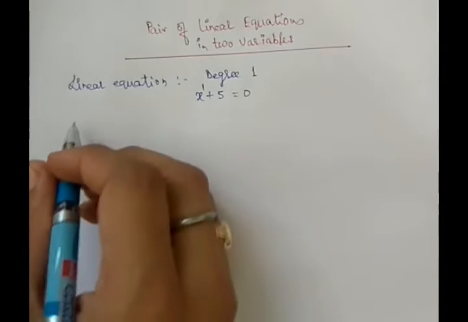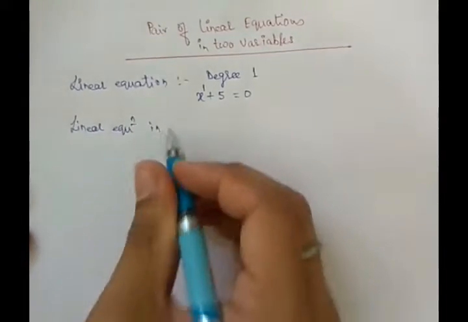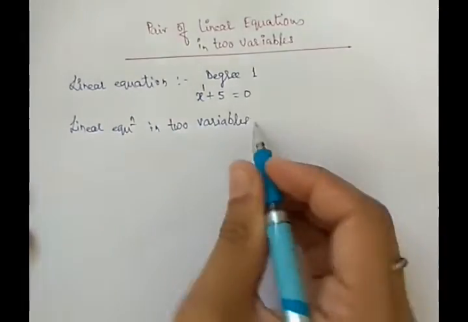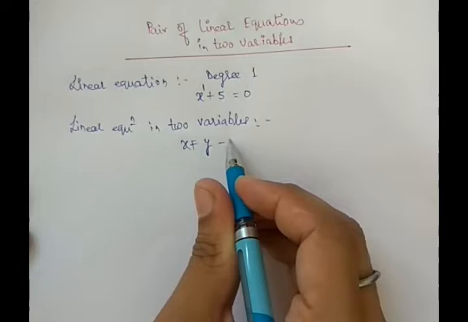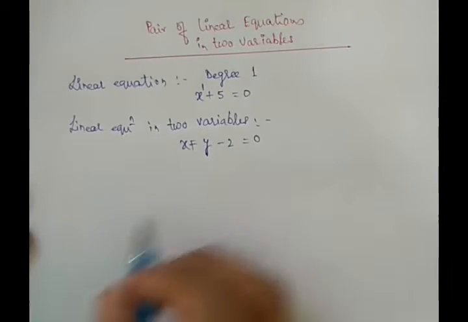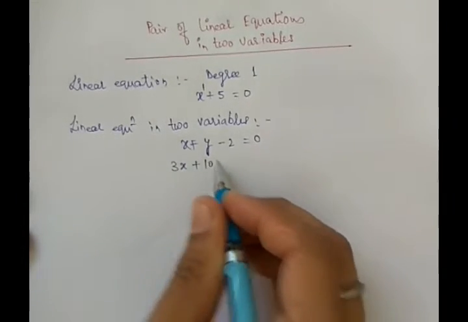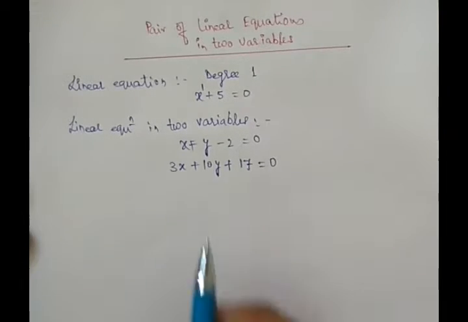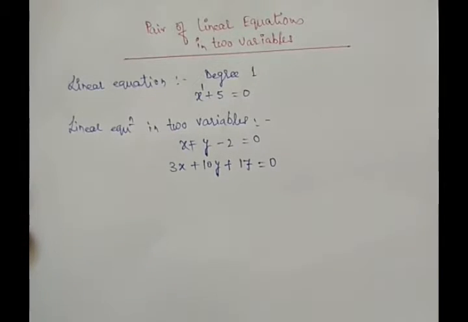Now if we talk about the linear equation in two variables, then we will take example like x plus y minus 2 is equal to 0, or we can take one more example like 3x plus 10y plus 17 is equal to 0. So one variable is x, other variable is y, and the constant term is 17. So this is also an example of linear equation in two variables.